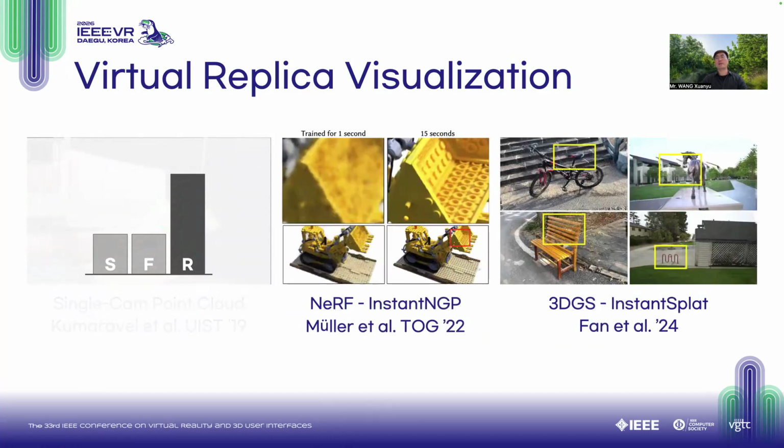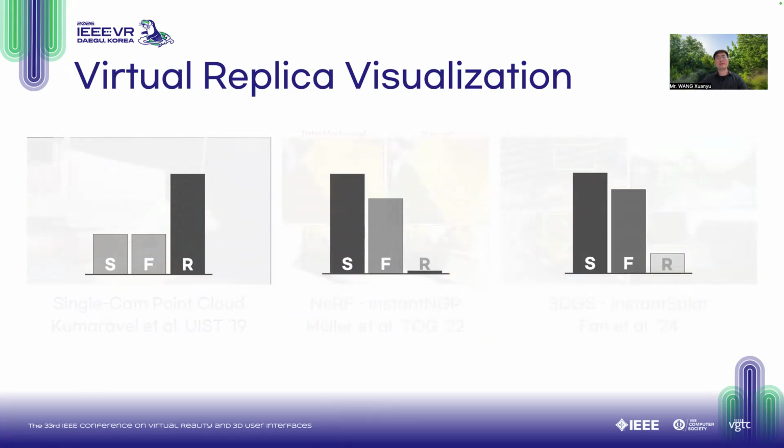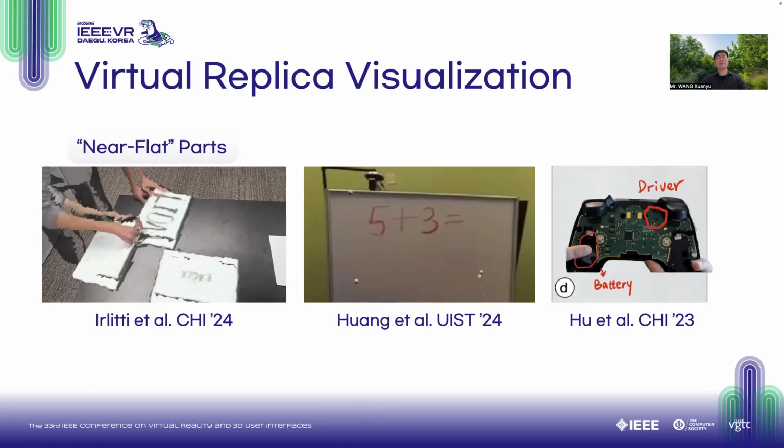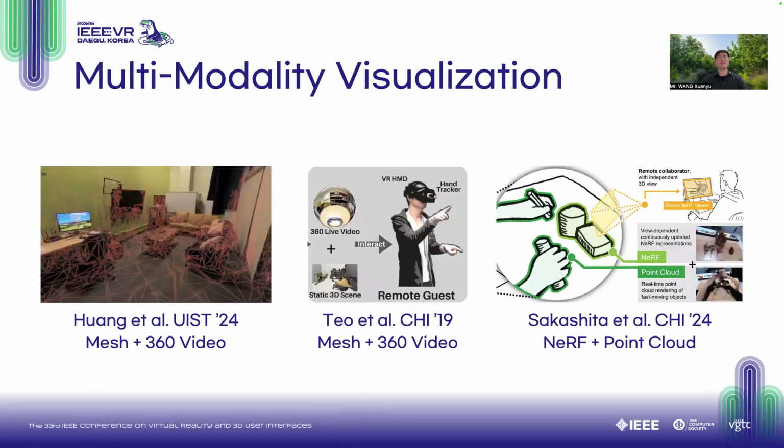NeRF and 3D Gaussian splatting support photorealistic 3D reconstruction. However, the time-consuming training process, even significantly accelerated, remains prohibitive for real-time high-fidelity reconstruction of dynamic objects. Furthermore, objects with complex textures on planar surfaces, such as writings on boards or papers, screen contents, and circuit boards, are very common in everyday collaboration, and they do not require 3D modalities.